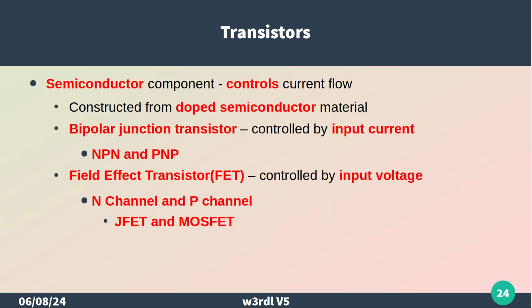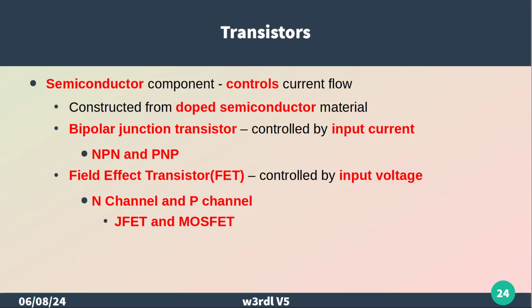In both types, we have positive and negative, NPN and PNP, which represents, since it's actually three pieces of material. For a bipolar junction NPN transistor, there's a piece of N material separated by a piece of P material from another N. If it's a PNP, it's the opposite. It has P material on each side and N material in the middle. So there's two junctions.